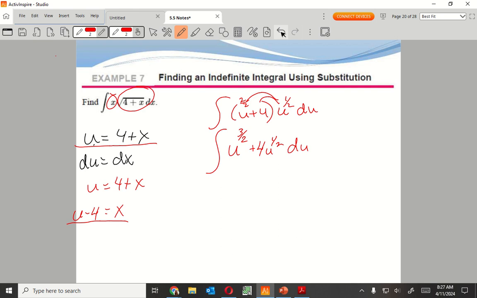Now can I do this? Yeah, I can integrate each one of these. Remember, I need to add 1, so that's going to give me u to the 5 over 2, very good, 5 over 2, and I divide by that exponent. But I'm not going to put it divided by 5 over 2 because that's the same as multiplying by the reciprocal. So that's going to give me 2 over 5.